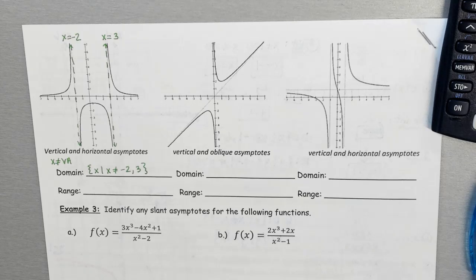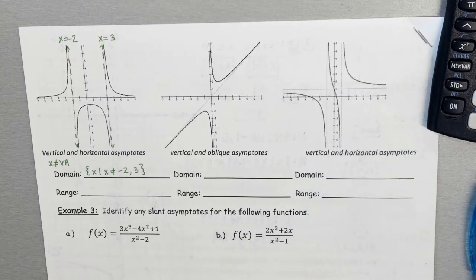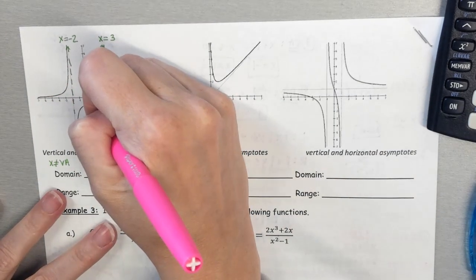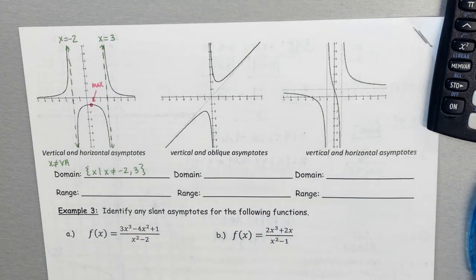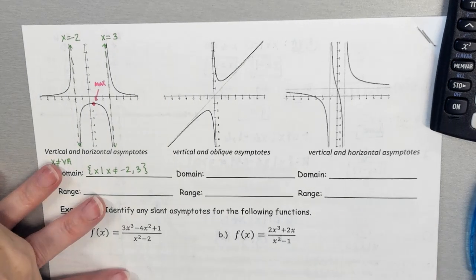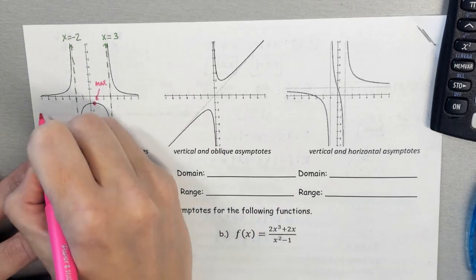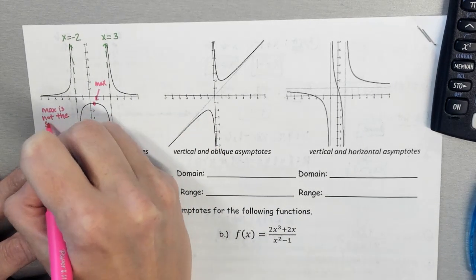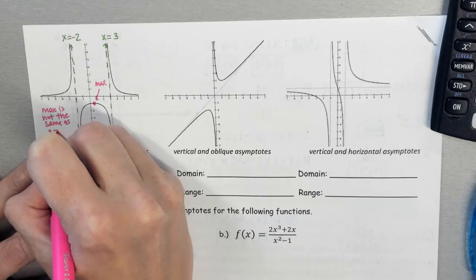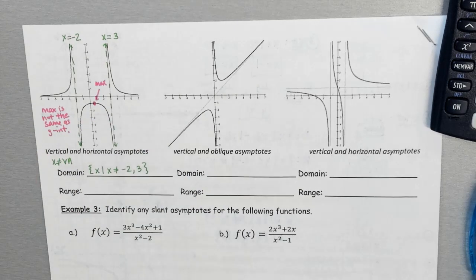Okay, now when you are doing the range, this is similar to the one that we did yesterday. So you're going to have to find the max value. The maximum is not necessarily the same as the y-intercept. In this case, it definitely isn't. In some cases, it might be. I just don't want you to think that happens all the time. So sometimes it does happen, but not all the time.